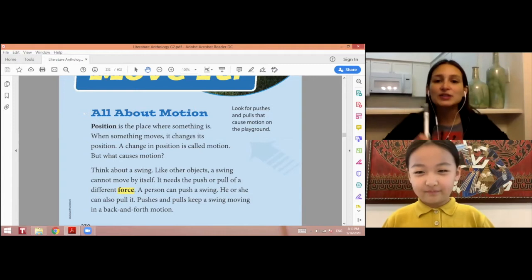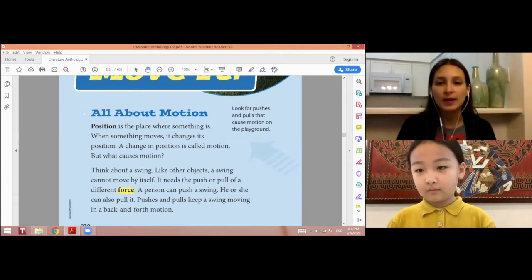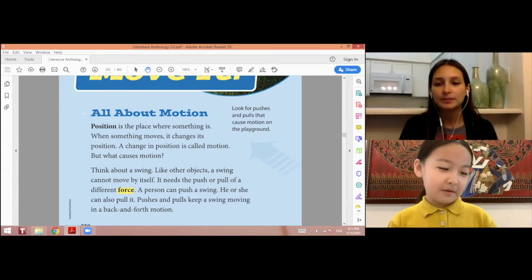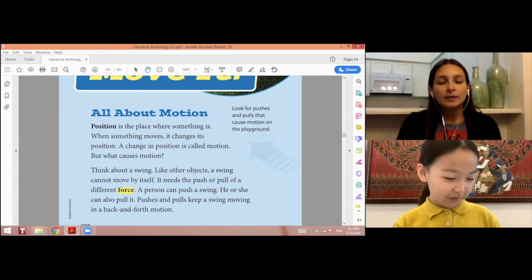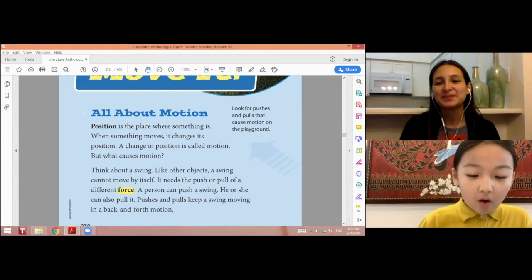Okay, it's your turn to read, and then we're going to talk about some important vocabulary words, okay? All right. It's position, motion, and force. Right. Move It: All About Motion.